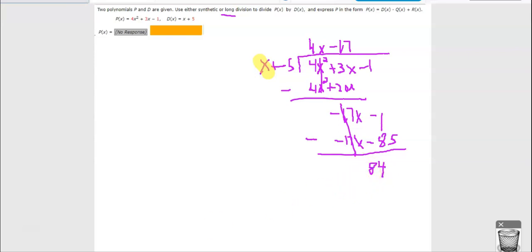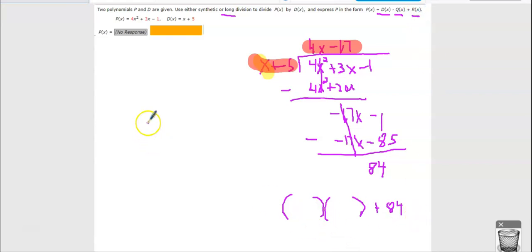Now, what do I have right now? I have this binomial times this binomial, and then I have an 84 remainder. So literally you have that times that, the two parentheses I just said, plus 84. And notice that's what I have, d(x) times q(x) plus r(x). That's really what I have there.